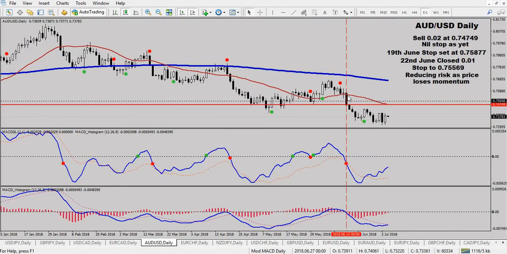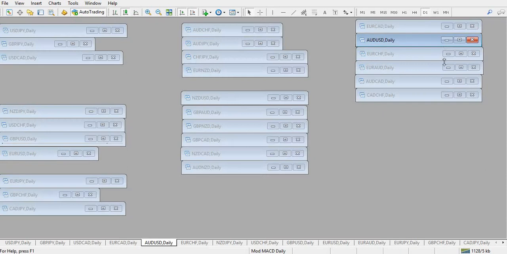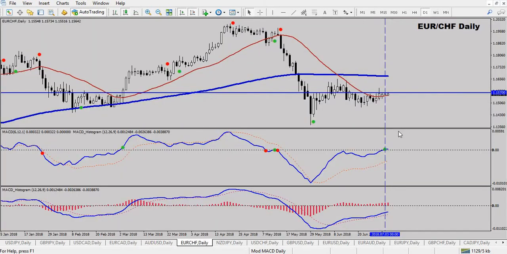Aussie USD in a sell back here. All I've done this morning is move my stop down to this level here, 75.058. Just starting to look a bit ugly. You can see the divergence there. It wants to head up, so I'm just trying to lock in a little bit more profit there. Nothing more.